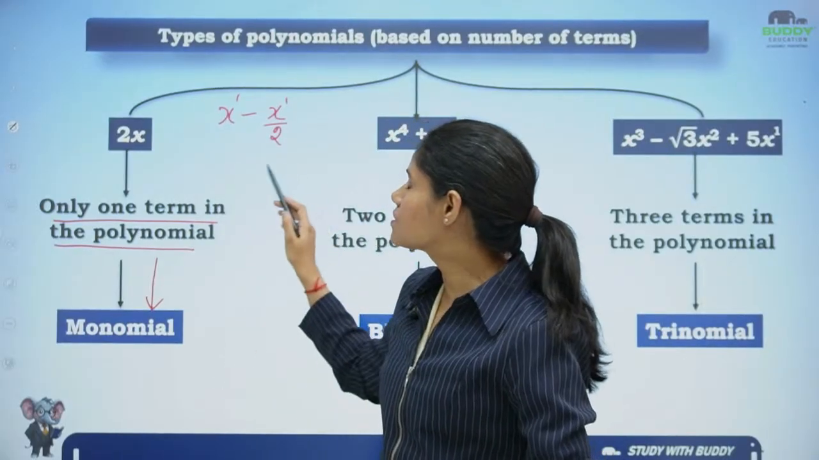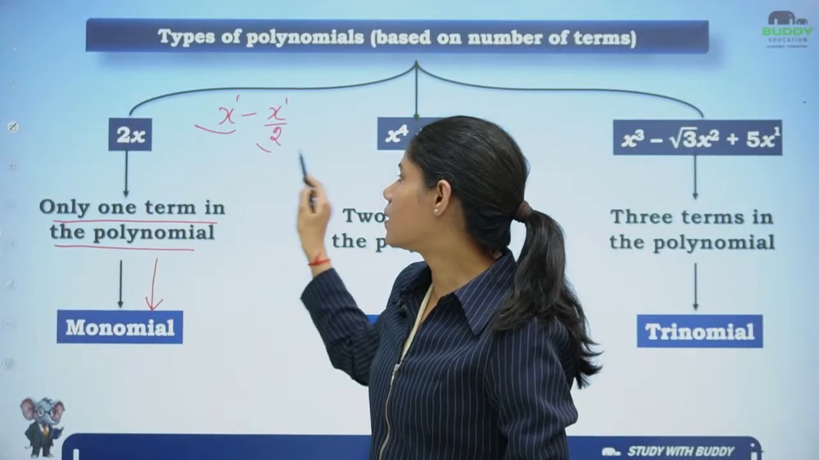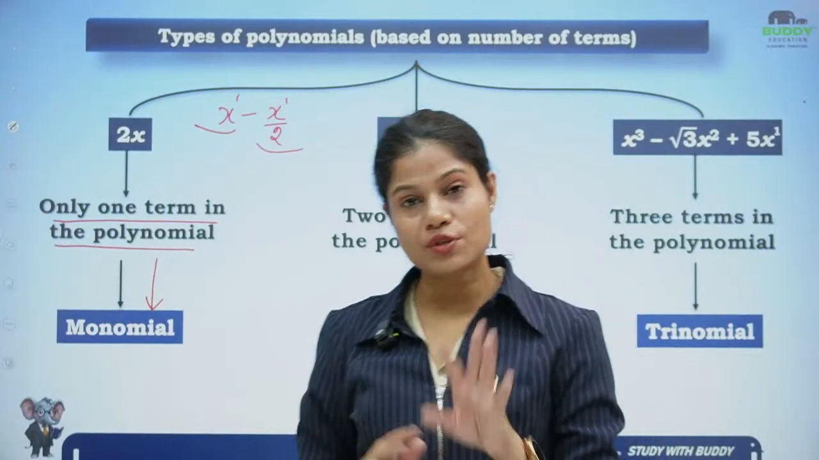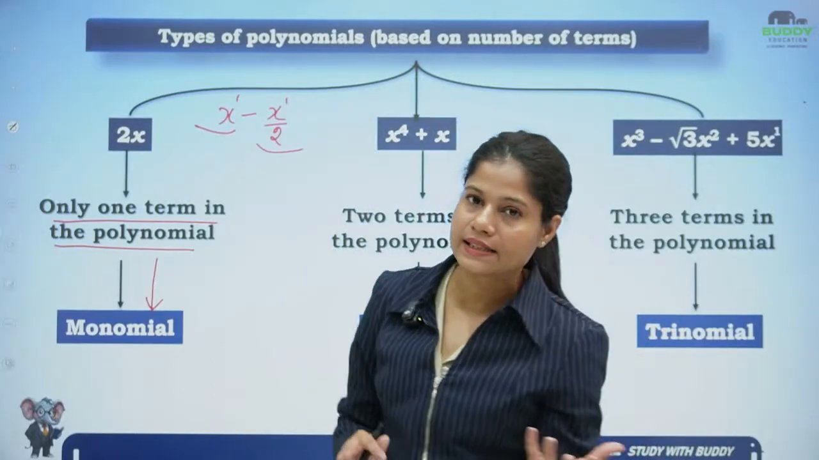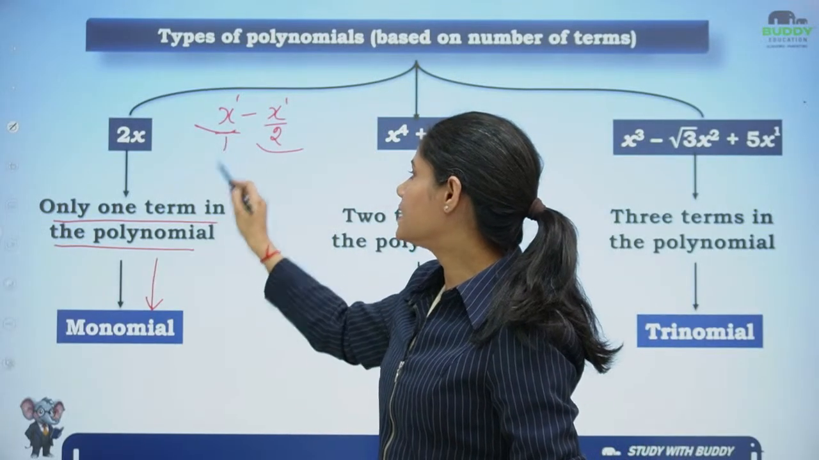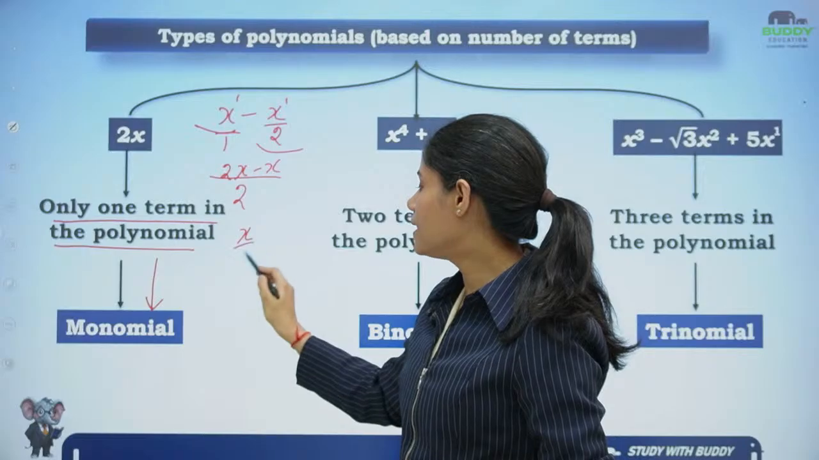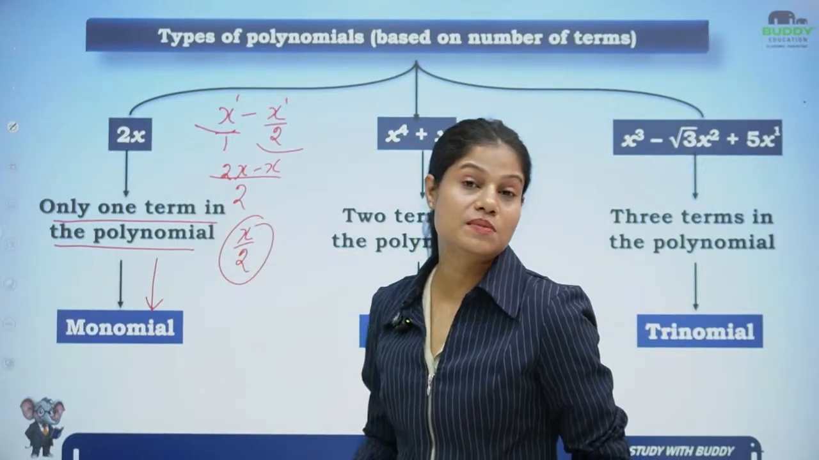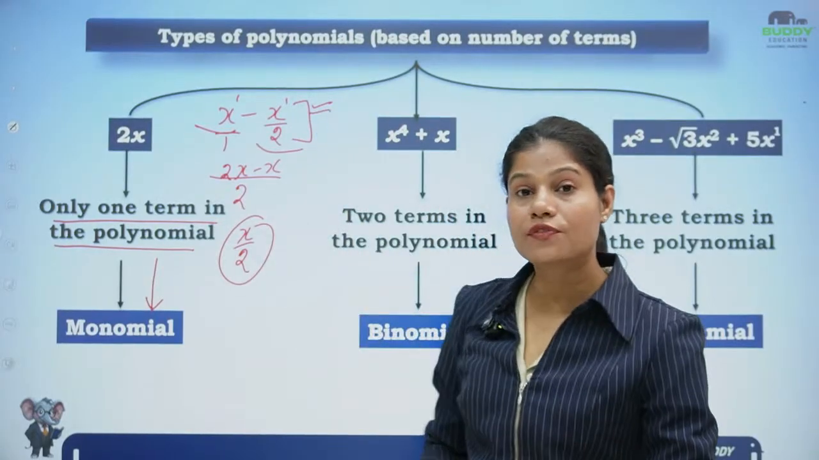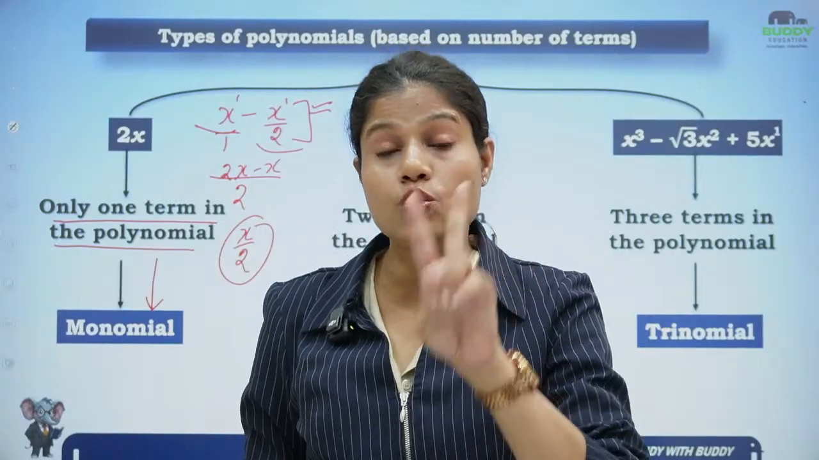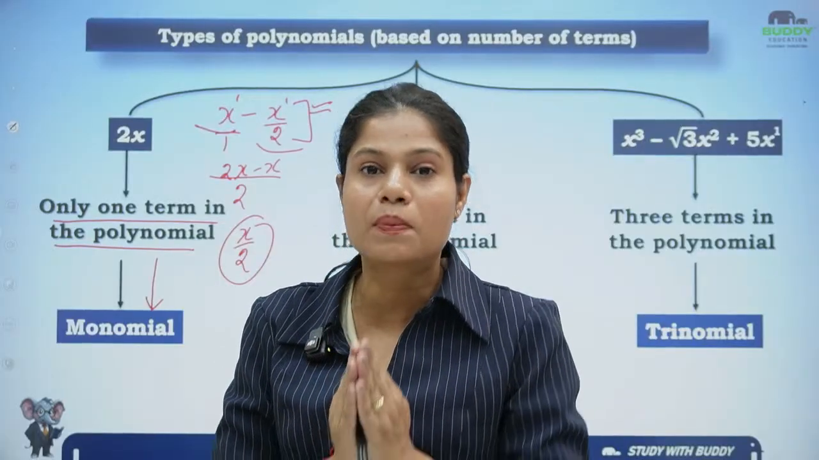But if I look at this, you will say ma'am, it is not a monomial. Why? Because there are two terms, one term here and one term here. But then I'll ask you, have you simplified your polynomial? The answer is no, because when the terms are like terms, you can simplify them. If I take the LCM over here, it will be 2x minus x, and then the output will be x by 2. Now you tell me how many terms are there? Only one term. So if you make your judgment by seeing the first part, that because there are two terms it is not a monomial, you will go wrong and end up with a wrong answer.